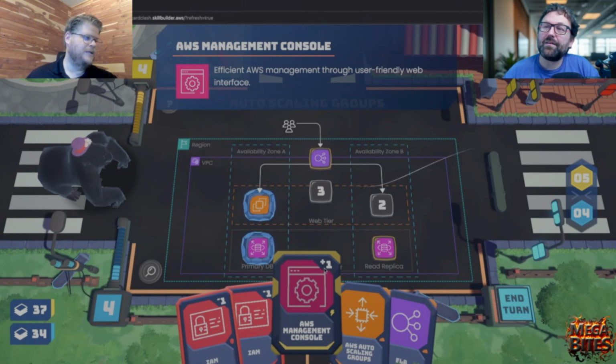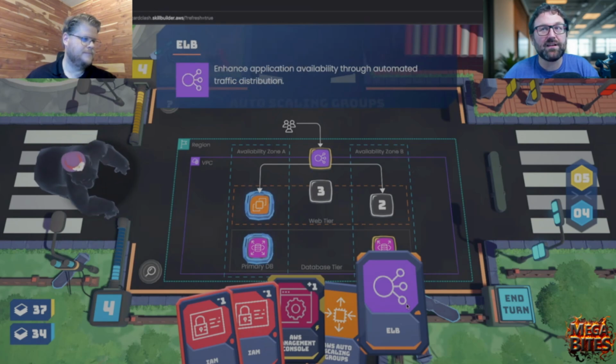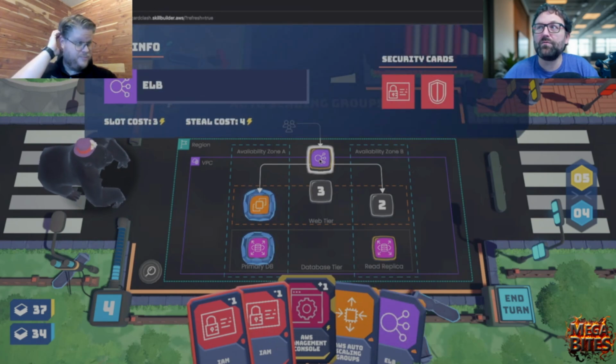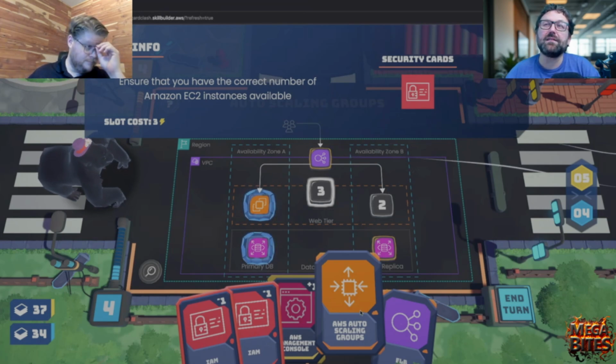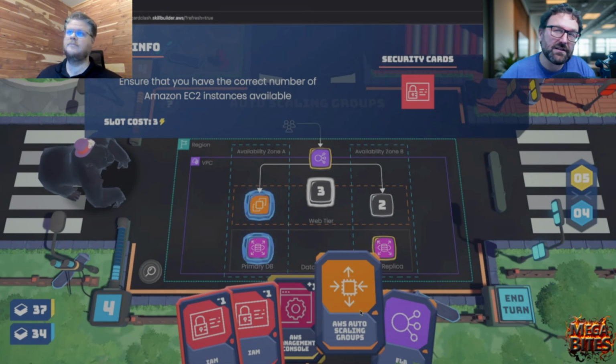So there's 2 options, right? We play auto scaling and we secure it. That's option number 1. Probably be smart. We basically put ourselves in a position where we can't lose. She can't steal, but she can tie if she has an EC2 instance.